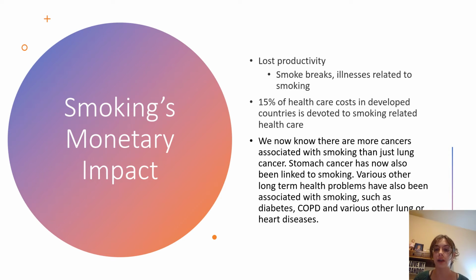We also know now that it's more than just cancer, lung cancer, or mouth cancer that's associated with smoking. Stomach cancer has also been linked to smoking because if you're inhaling smoke and it's going down into your esophagus, it's going to be getting into your stomach and irritating it. There are also other long-term health problems that have been linked with smoking, such as diabetes, COPD, and various lung and heart problems. So, like I was saying before, all of these are going to build up so that there's lost productivity. We're going to have to devote more healthcare costs to addressing these problems. So it's all going to add up and become very expensive.